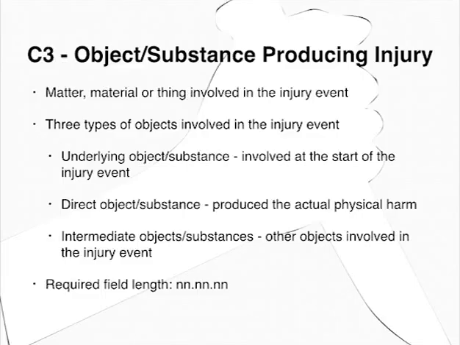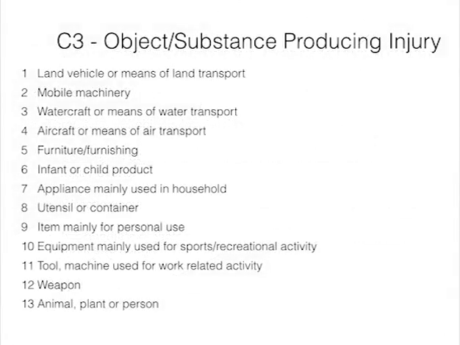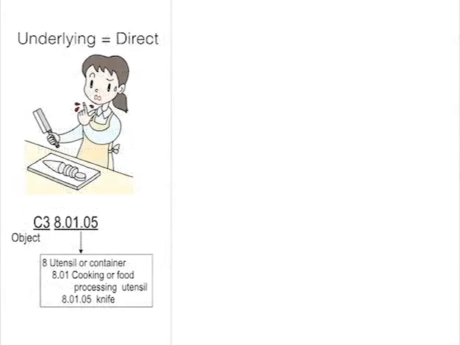The number of digits needed for classification are 6 digits. The following are some items included in the classification scheme of objects producing injury. In the example of a person cutting his or her finger with a knife while preparing food, the knife is involved at the start of the injury event, and it is the object that produces the actual physical harm. The direct and underlying object is the same. Code is C3 8.01.05. C3 for object and 8.01.05 is for the kitchen knife.